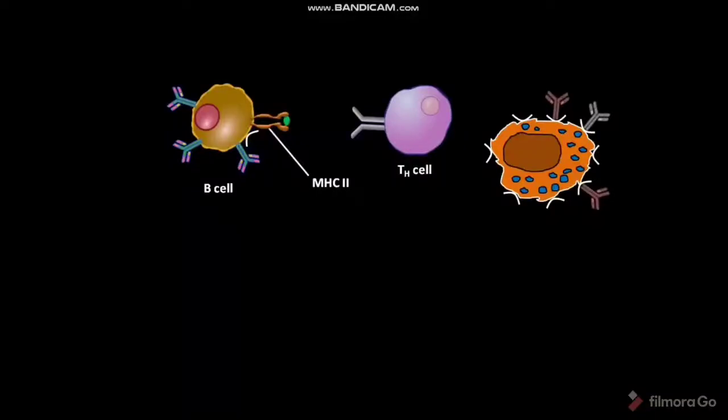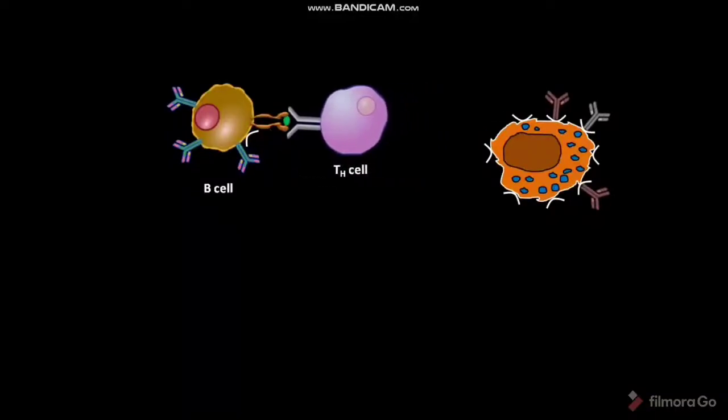The Th cell then binds to the MHC class II molecule on the surface of the B cell through its receptor called TCR. The protein called CD4 associates with the TCR and assists in the binding of the TCR to the MHC class II molecule and antigen. The Th cell then produces a pleiotropic cytokine called IL-4.